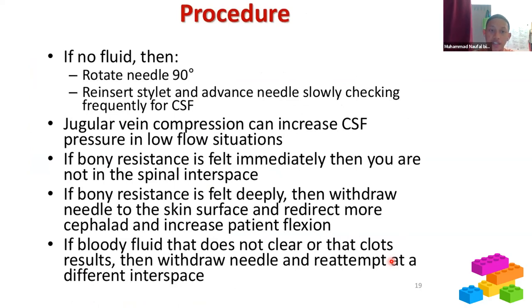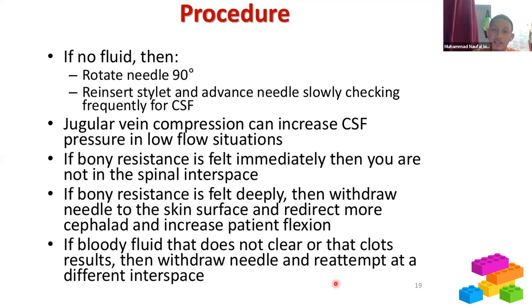And then if no fluid, we have to rotate the needle 90 degrees, reinsert the stylet and advance the needle slowly, checking frequently for CSF flow. And then jugular vein compression can also increase CSF pressure in a low flow situation. If bony resistance is felt immediately, then you are not in the spinal interspace. If bony resistance is felt deeply, then withdraw the needle to the skin surface, redirect more cephalad and increase patient flexion. If bloody fluid that does not clear or that clots results, then withdraw the needle and reattempt at a different interspace.